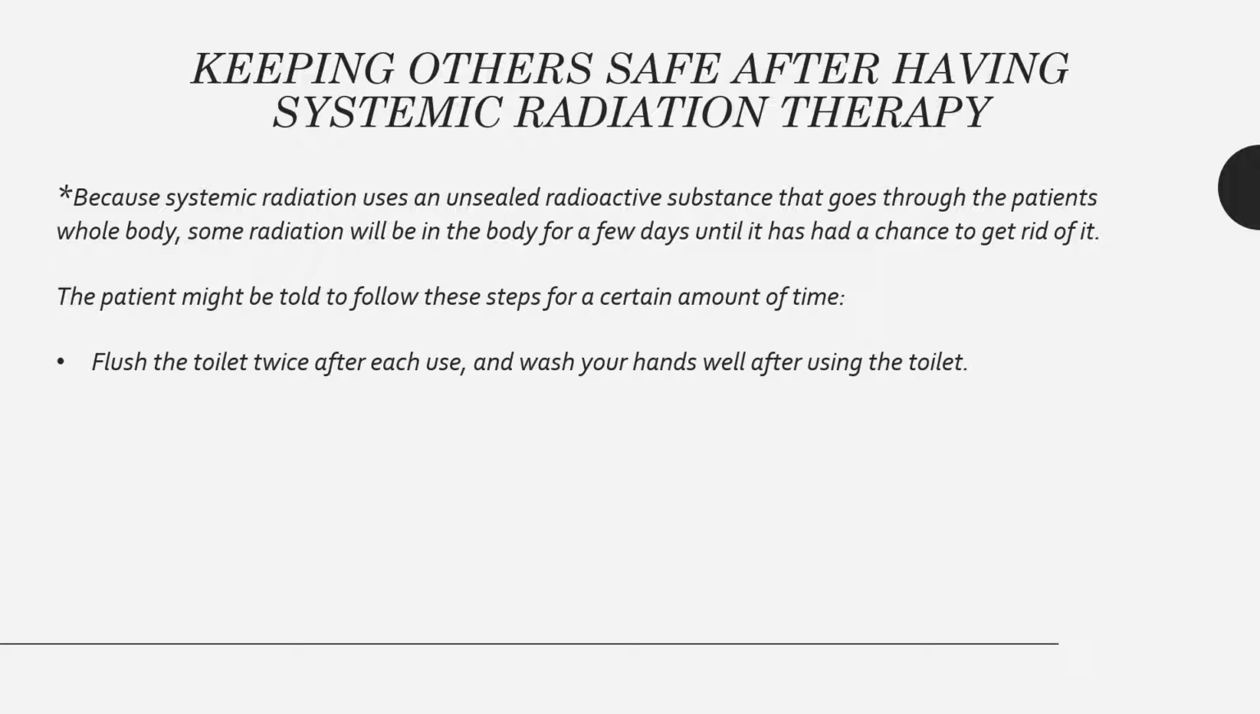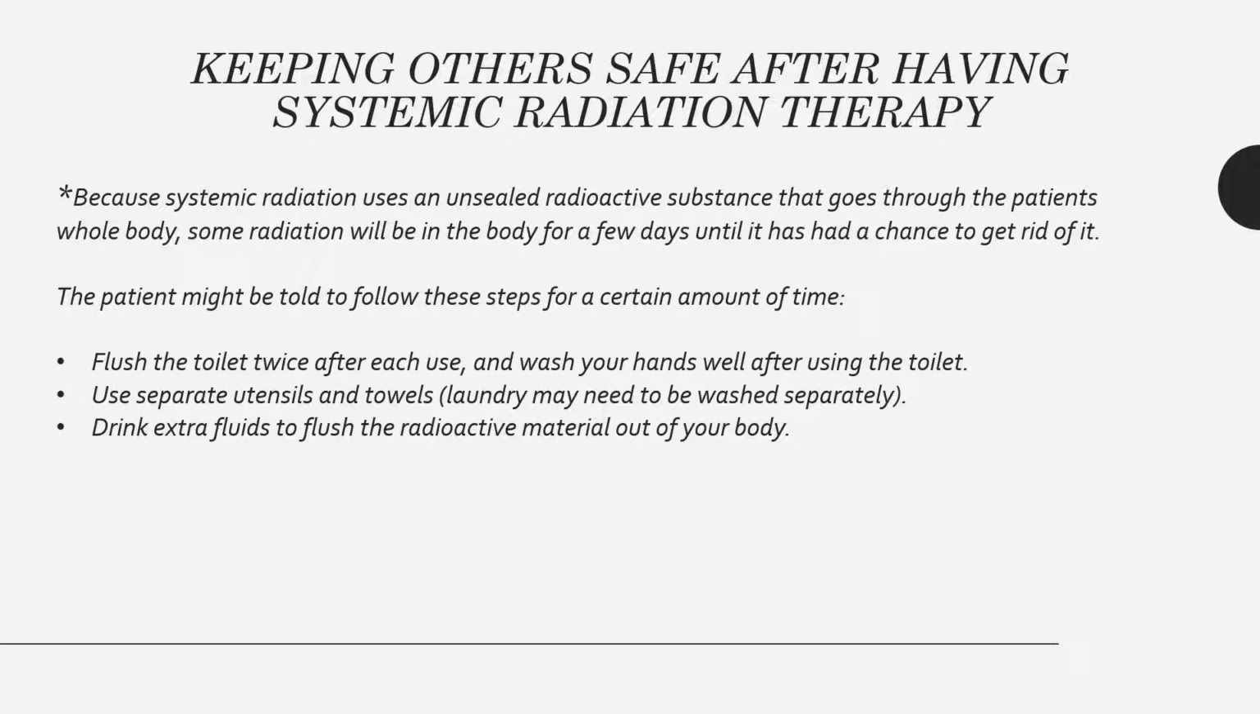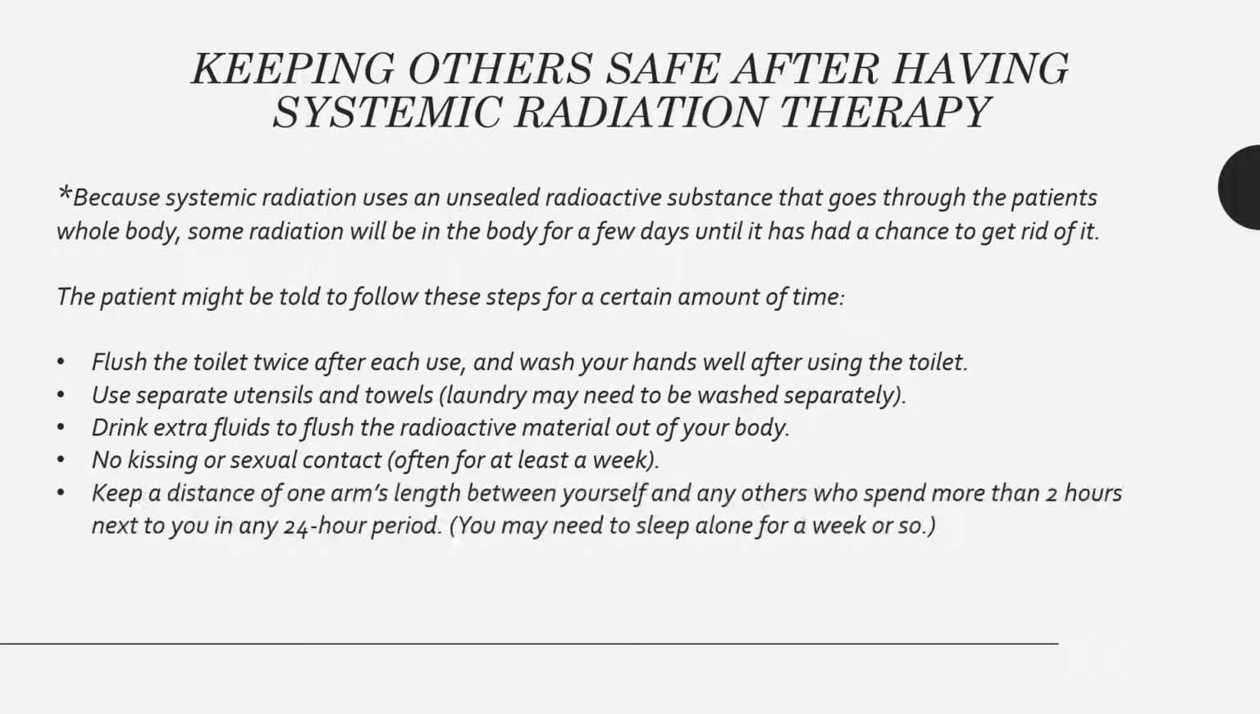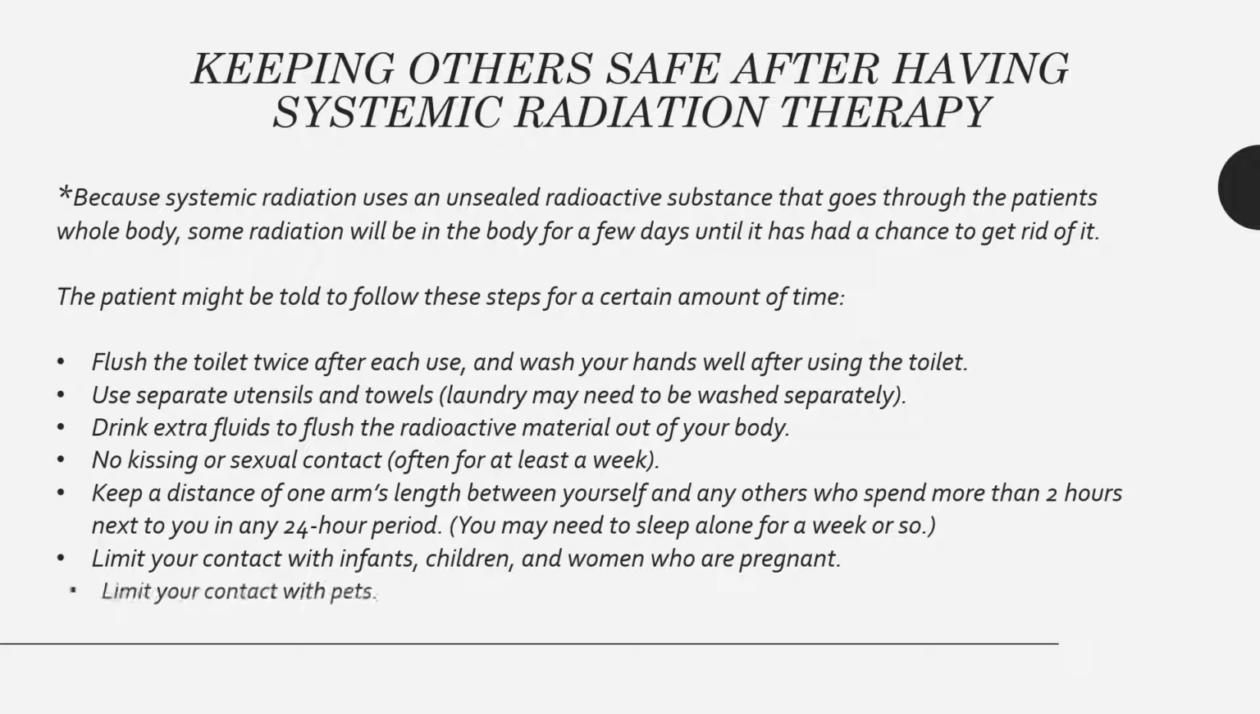Flush the toilet twice after each use and wash your hands well after using the toilet. Use separate utensils and towels. Laundry may need to be washed separately. Drink extra fluids to flush the radioactive material out of your body. No kissing or sexual contact, often for at least a week. Keep a distance of 1 arm's length between yourself and any others who spend more than 2 hours next to you in a 24-hour period. You may need to sleep alone for a week or so. And limit your contact with infants, children, and women who are pregnant. And also limit contact with your pets.